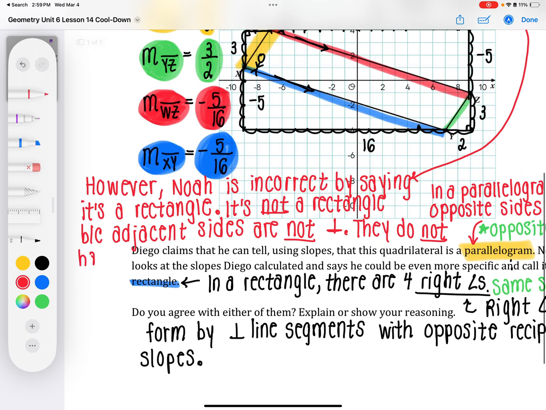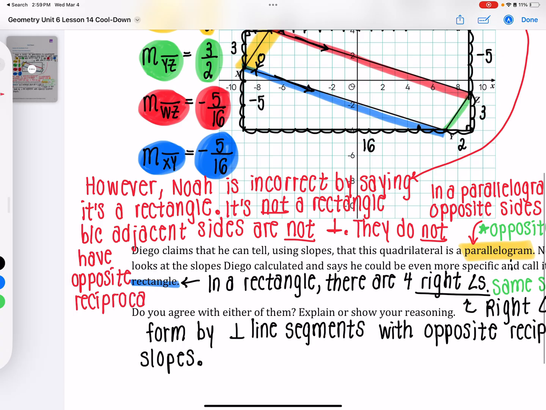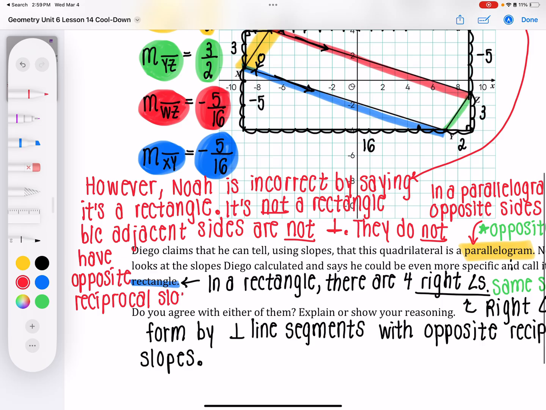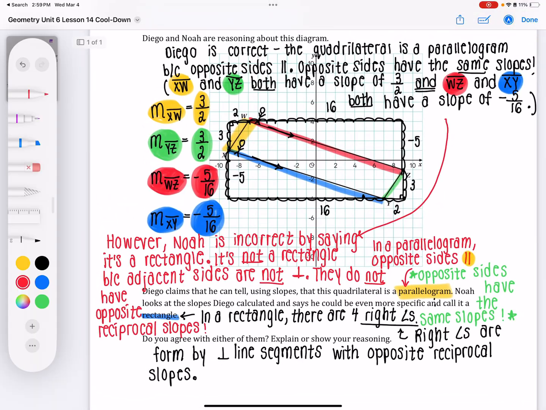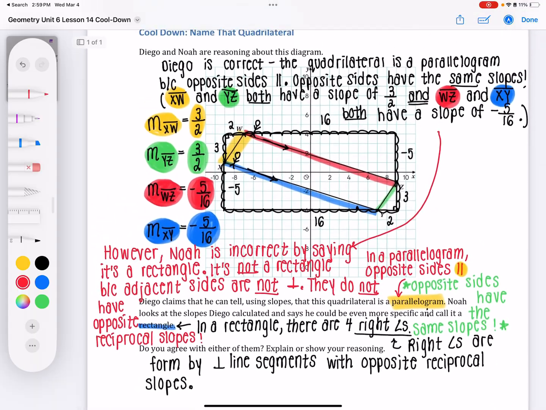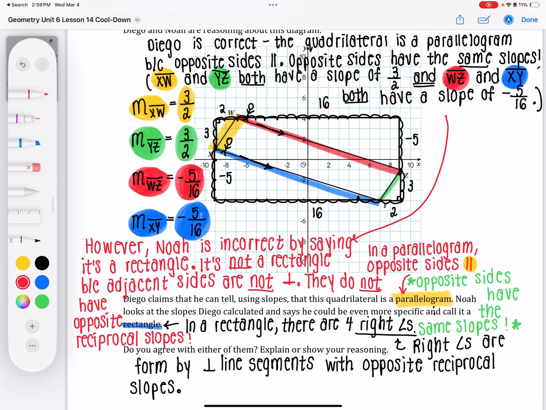All right, and there we have it, the full coordinate proof for this cool down. Again, this is in Unit 6, Lesson 14 on coordinate proofs.